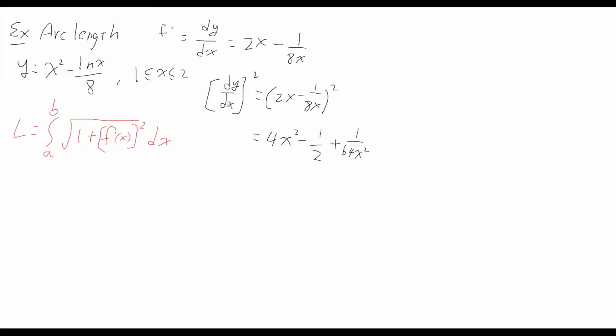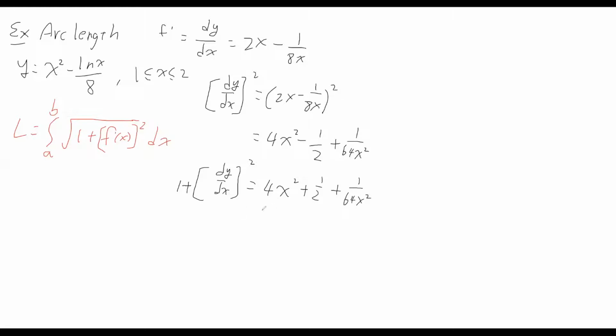Okay. And then after we square that, we need to add 1. All right, so add 1 to dy dx squared, 1 plus that. So add 1, we can just make that into a plus 1 half, plus 1 over 64x squared. Okay. So if you look at this very closely, we can actually factor that, right? That's a perfect square, right?